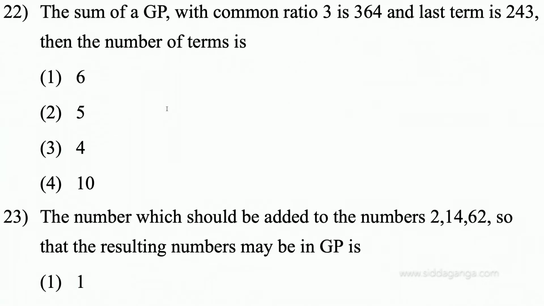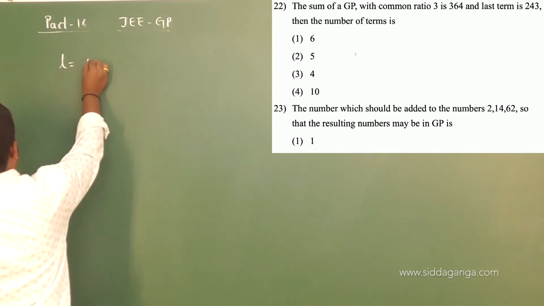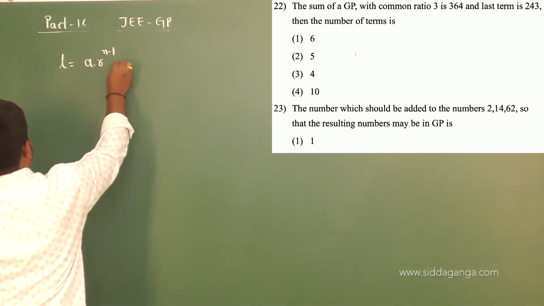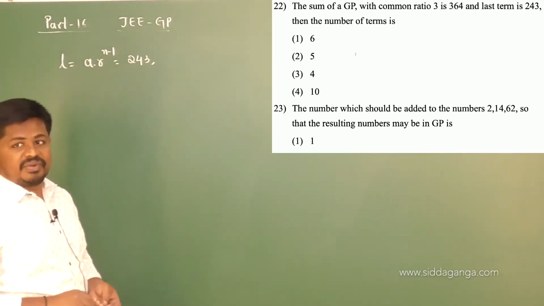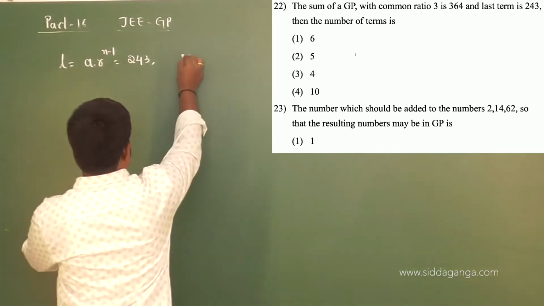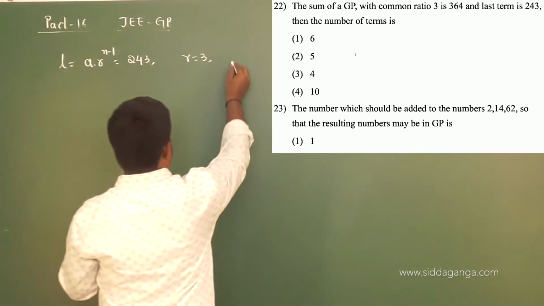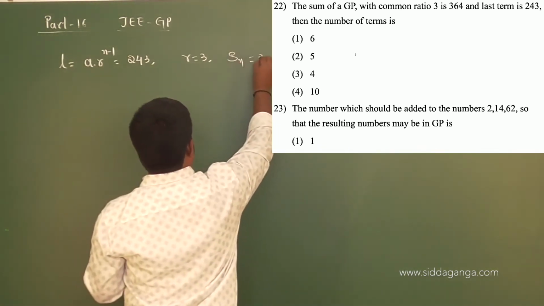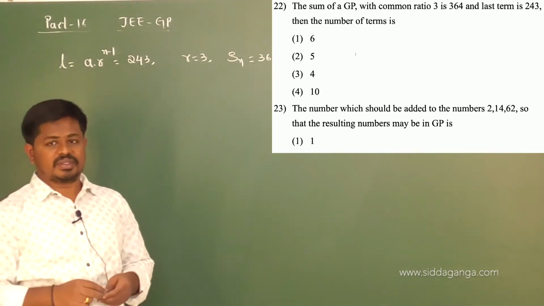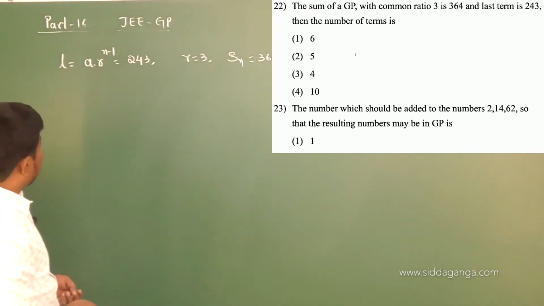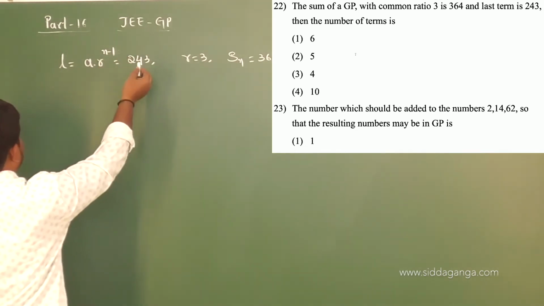Okay. So now let me take the last term as L. I mean nth term, I can take it as a into r power of n minus 1. This is 243, this is what is given. And one more thing we have, ratio is given 3 and sum is given 364. Sum is 364 for how many number of terms? That's the question. And the hint is what? Last term is given, a r power of n minus 1, the nth term.